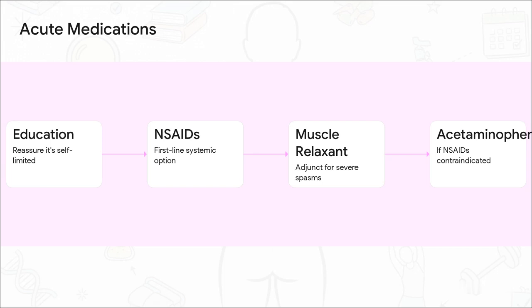Now, this used to be everyone's first choice, but current evidence actually says it shouldn't be first line anymore, because it just isn't that effective for back pain. But you can still trial it if your patient has strict contraindications to NSAIDs.